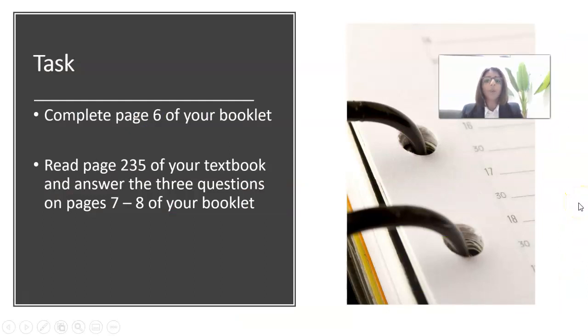For today's lesson, what I would like you to do is to complete page 6 of your booklet and read or reread page 235 of your textbook and answer the questions on page 7 and 8 of your booklet. So you should be completed up to and including page 8 of your booklet by the end of this lesson.